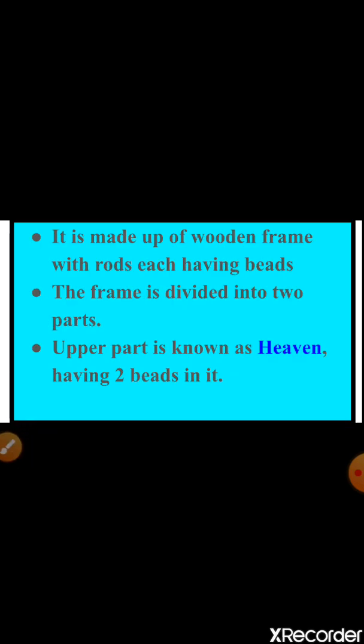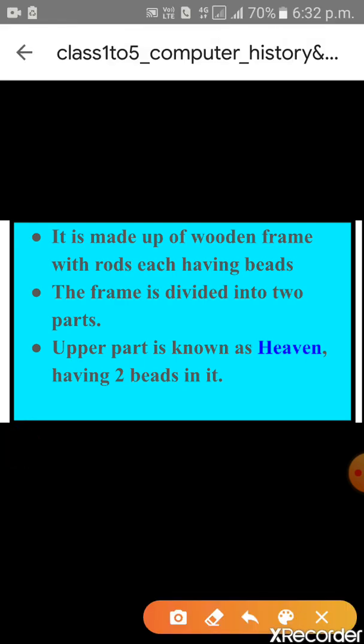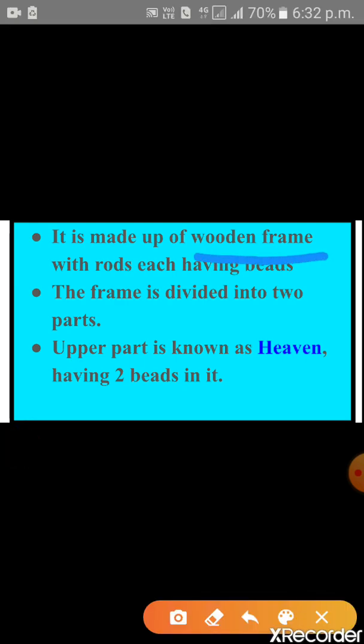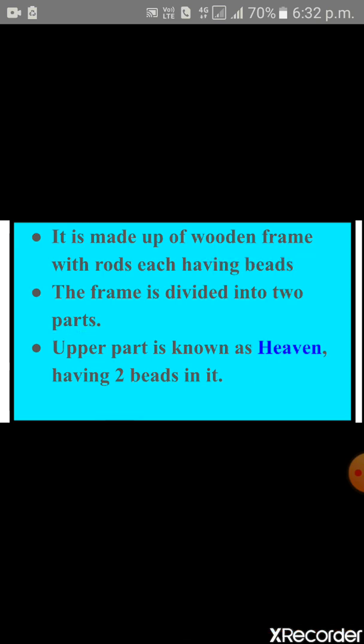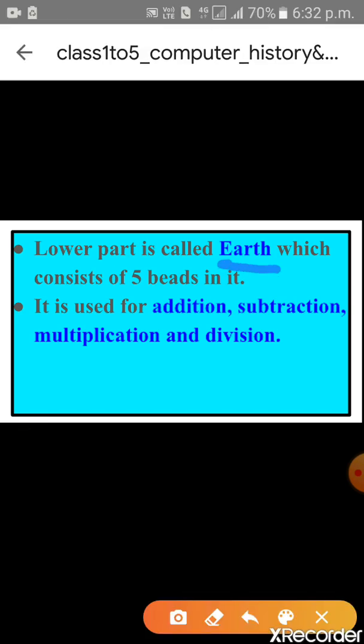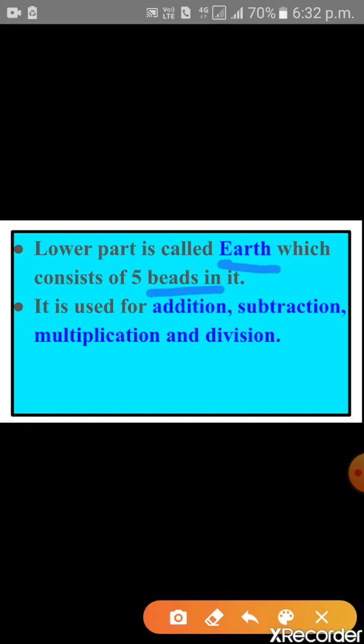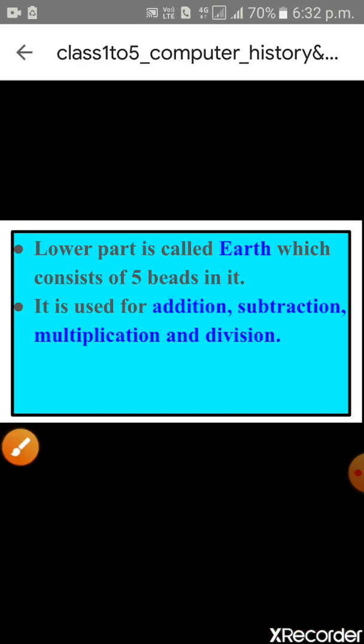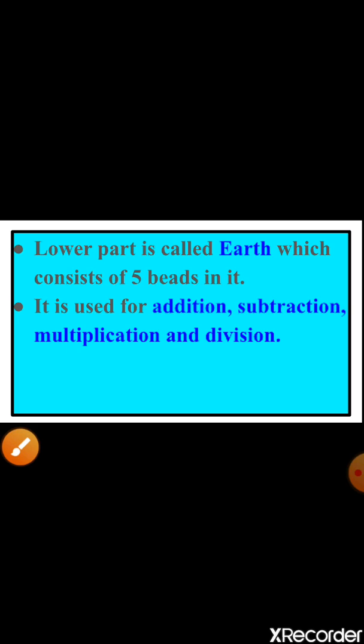The abacus is made up of a wooden frame with rods, each having beads. The frame is divided into 2 parts. The upper part is called heaven, having 2 beads in it. The lower part is called earth, which consists of 5 beads. It is used for addition, subtraction, multiplication and division.